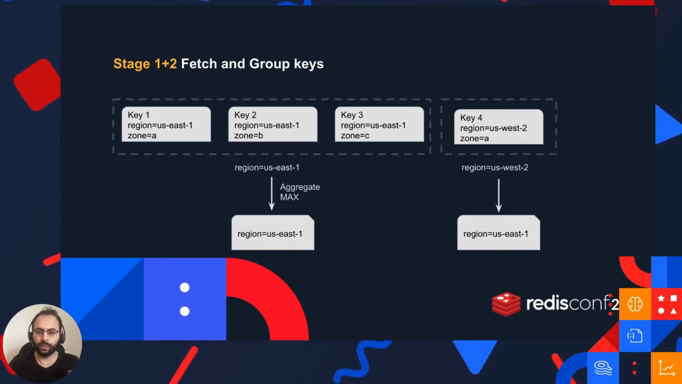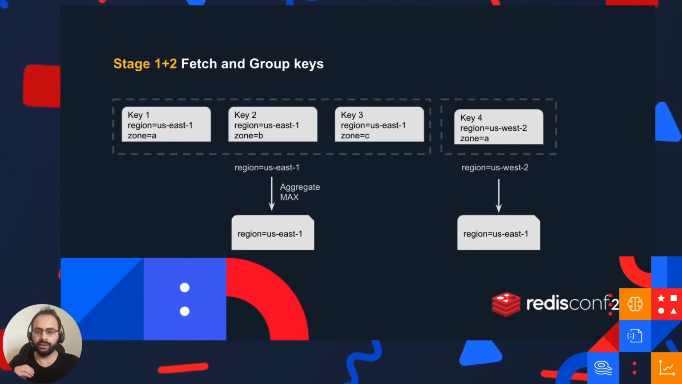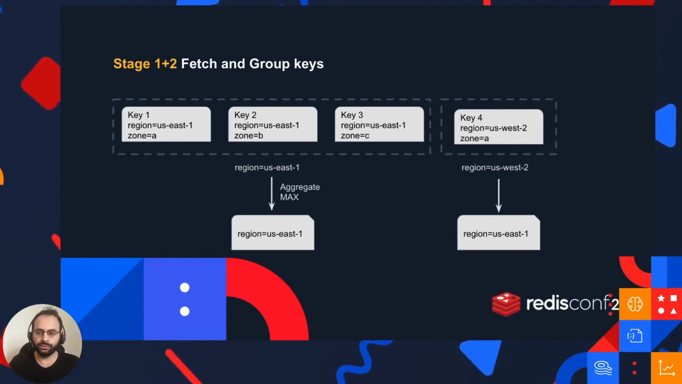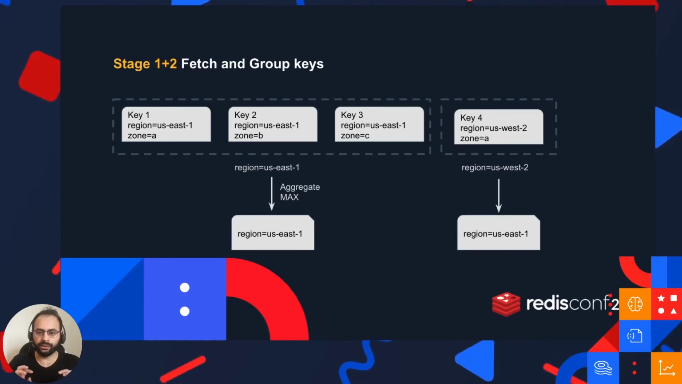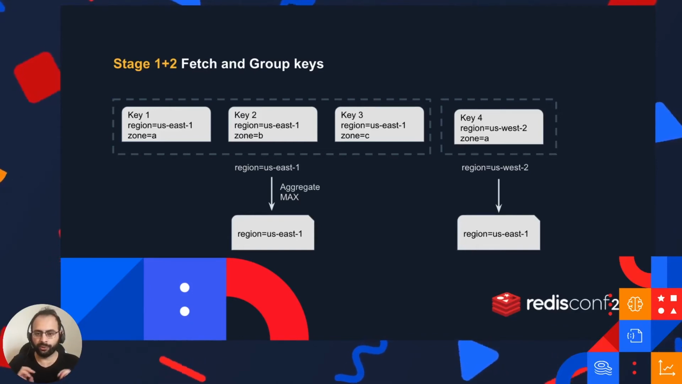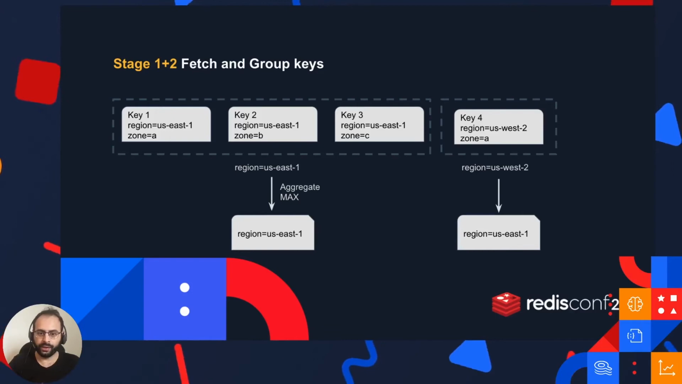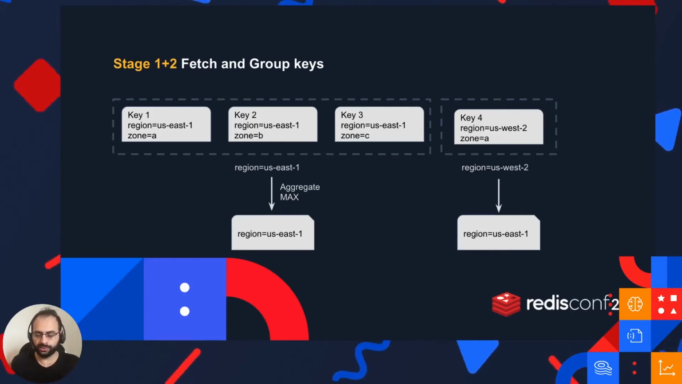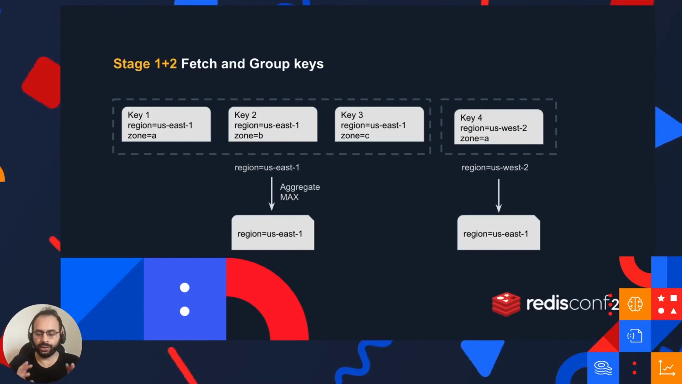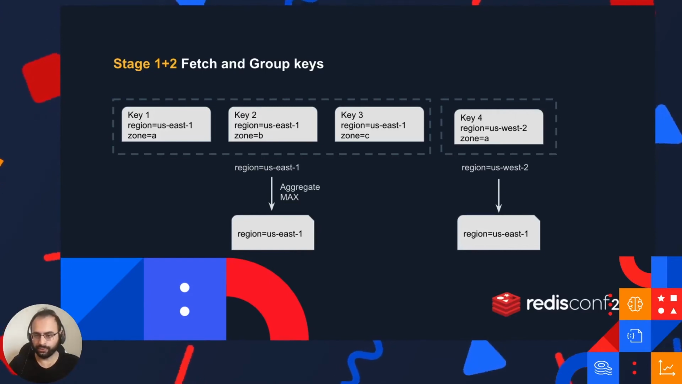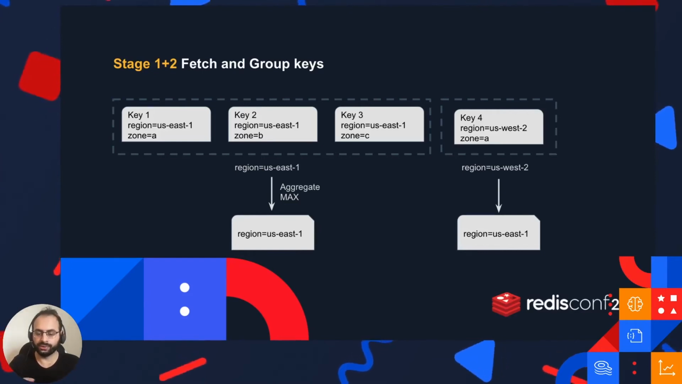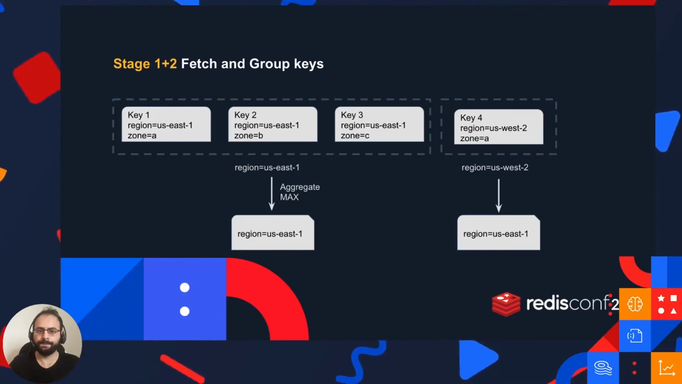I have US East 1 on the left side and US West 2 on the right side. When I aggregate by region, I will get 2 groups, one per region. The response will be a 2-key response, or 2 result set response, and each region will be part of the response. So I will have 2 time series once I query the data.